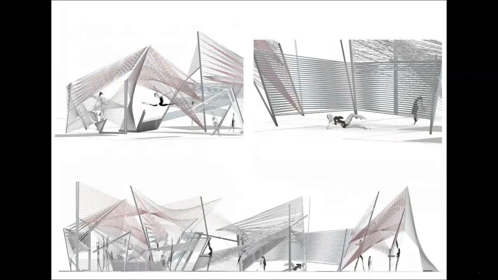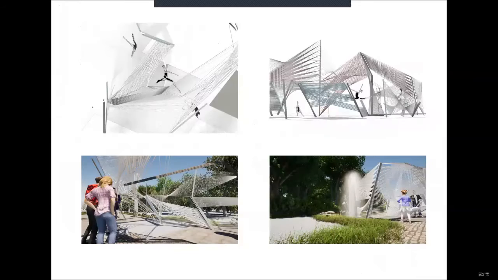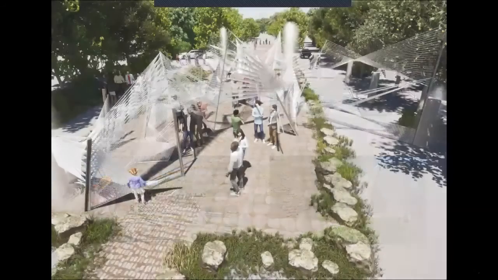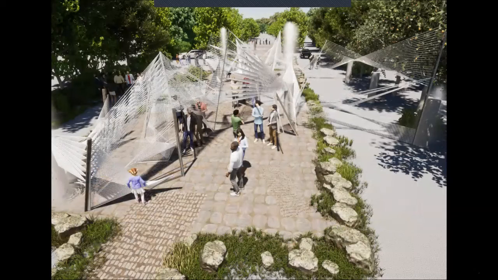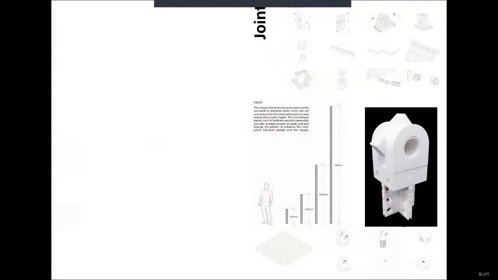So in the interior, the visitor could grab the elastic waves or stretch the strings, bend their bodies through the strings, and even jump through the waves. It's our interior rendering, and this is our isometric. And then welcome our Jackie to illustrate our joints.